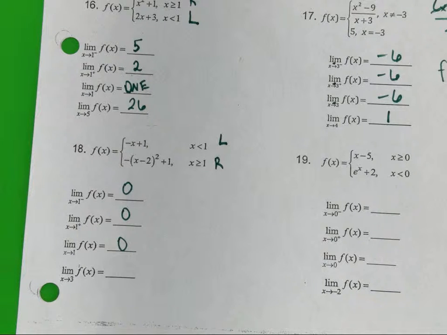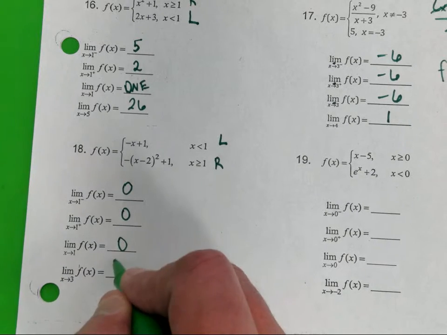This is a two-sided. X approaches 3. You just plug direct substitution. Where is that 3 going to be at? It's greater than 1, isn't it? So what's 3 minus 2? 1 squared is? -1 plus 1 is? 0.